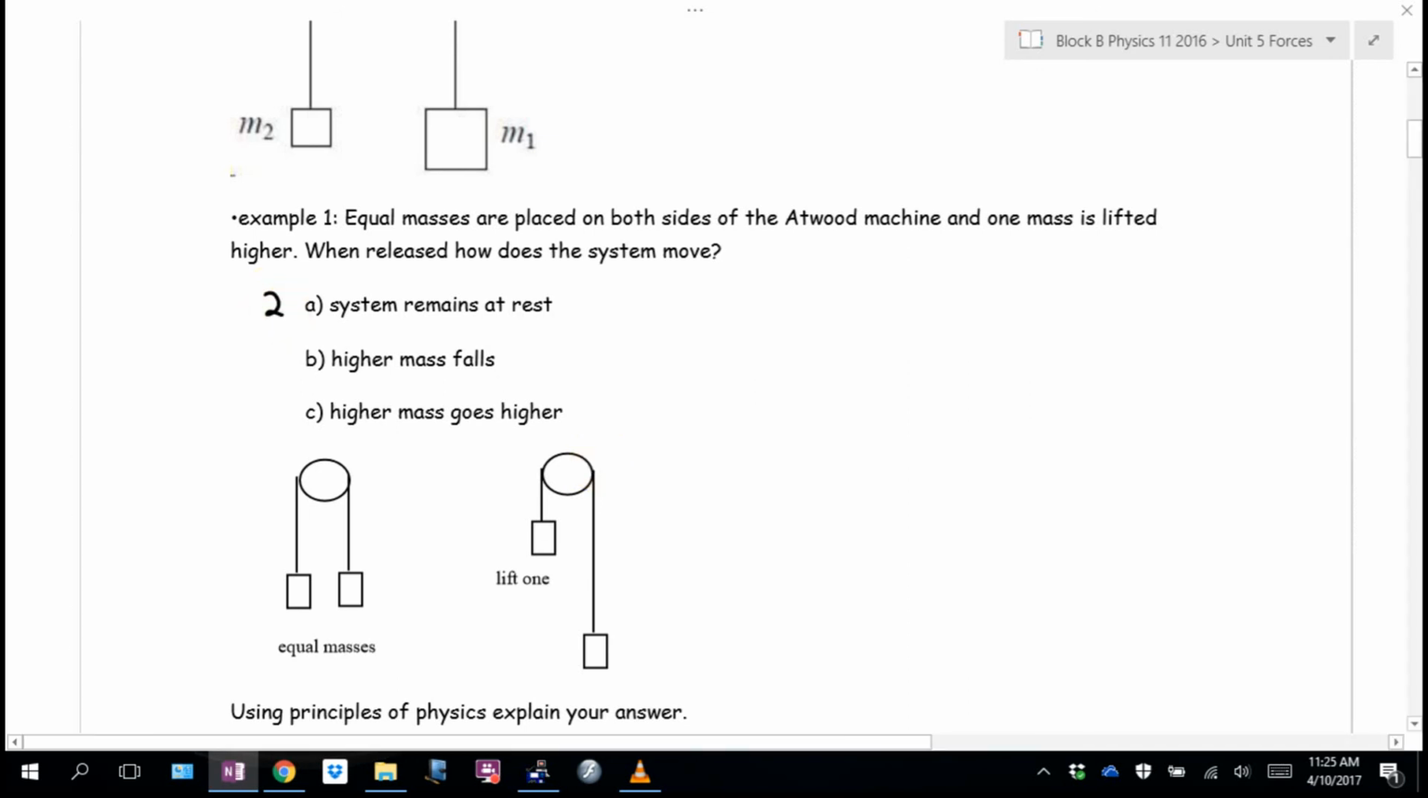Who says B, the higher mass is going to come falling down, Mr. Dewick? The higher mass is going to come falling down. 1. Who says C, the higher mass is going to go higher? 1, 2, 3, 4, 5, 6, 7, 8, 9, 10, 11, 12, 13, 14, 15, 16, 17, 18, 19. Wow, lots of you.